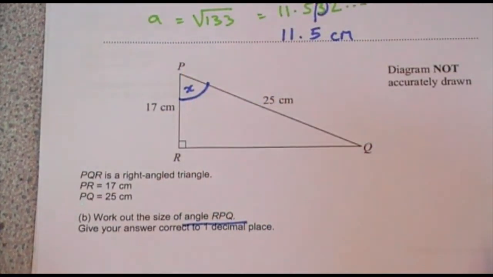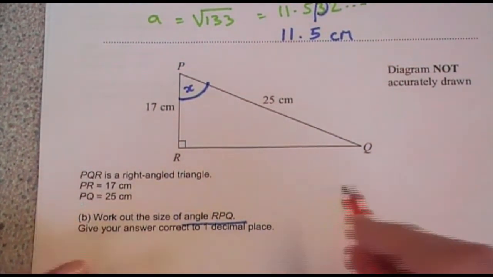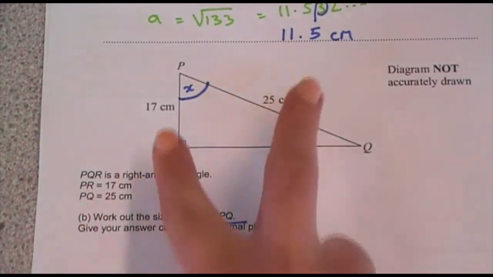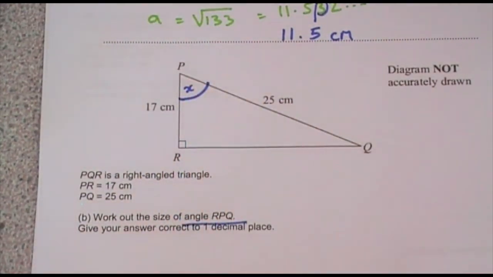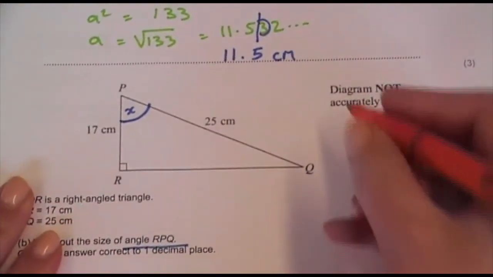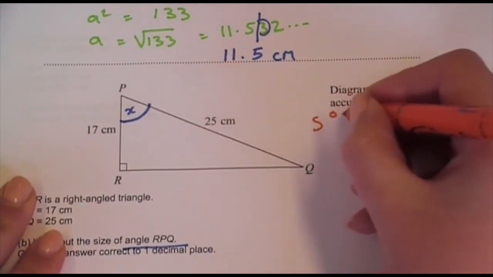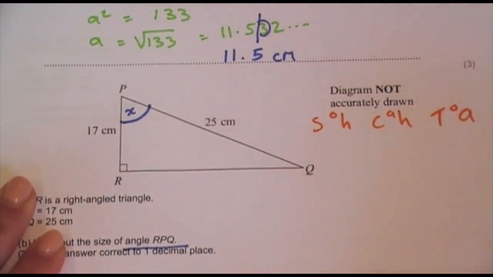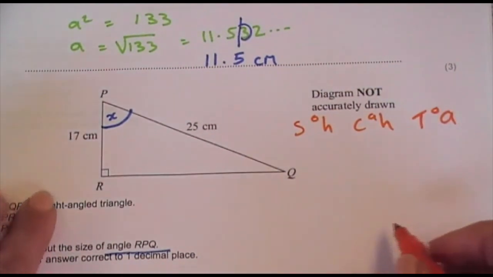I'm going to call it X. Give your answer to 1 decimal place. I'll deal with that in the end. All right, so I can see I've got 2 sides and an angle in use. So that's going to be trig. And just to remind myself, I'm going to write here Sohcahtoa.